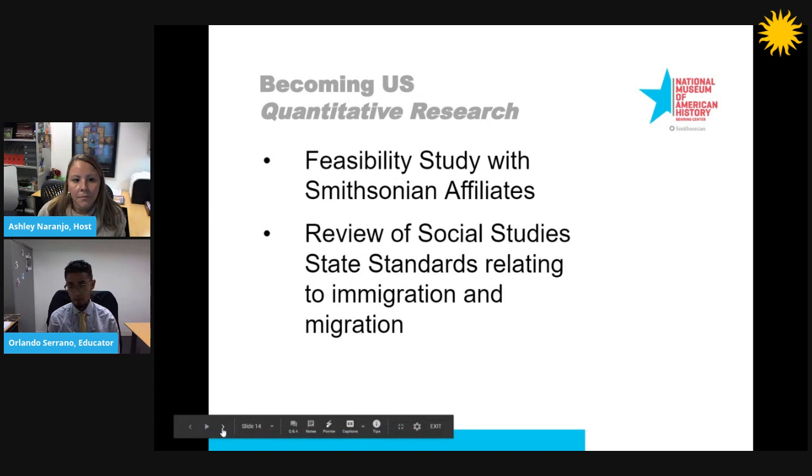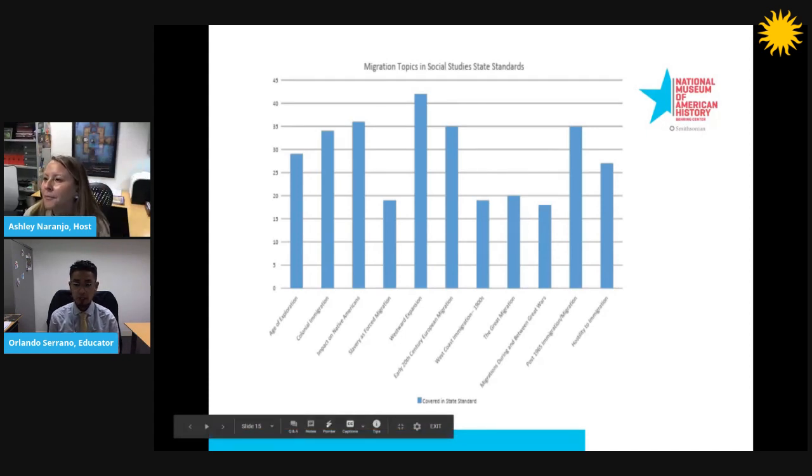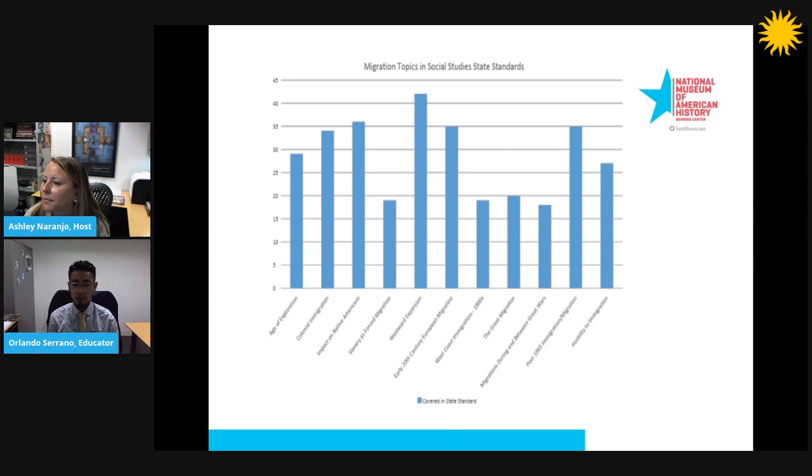And sort of not surprisingly, leading the pack was the idea of westward expansion, taught in over 40 states, and those are sort of difficult to read, but I'll let you know the peaks and the valleys there, right? So we've got the age of exploration, we've got colonial immigration, the impact on Native Americans, westward expansion right there in the middle, and then early 20th century European migration, again, stories that we hear often, Ellis Island in particular, and then post 1985 immigration and migration, so more contemporary topics.